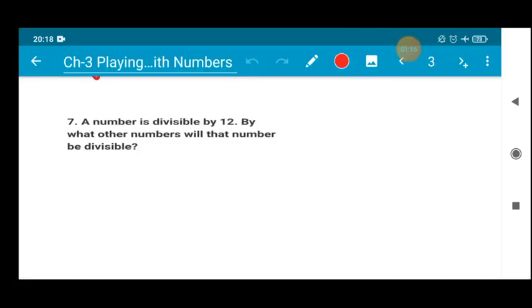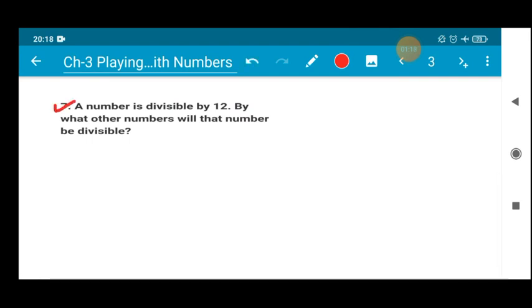Proceeding to the next question, and this will be the last question for today's session, that is question number 7. A number is divisible by 12. By what other numbers will that number be divisible? It is very similar to the previous question. Here a number is divisible by 12.